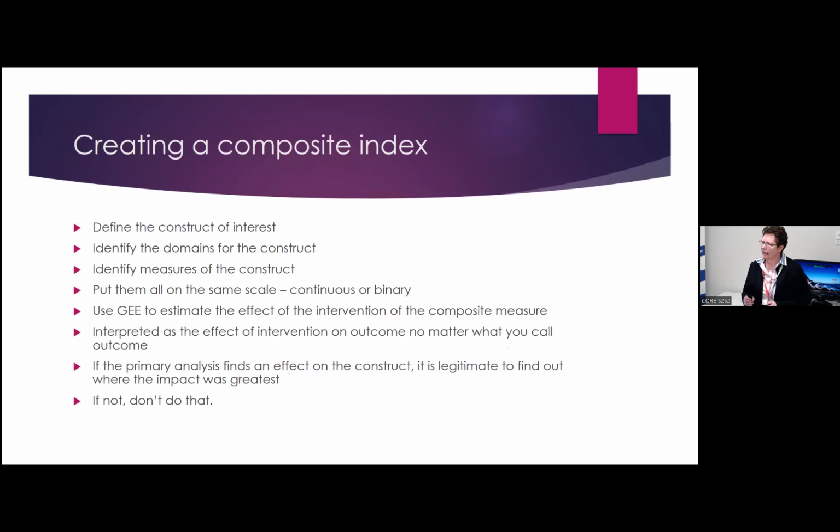So we decided to create a composite index, which was: you define the construct of interest, you identify the domains, identify the measures, put them all on the same scale, the binary. We use generalized estimating equations to estimate the effect of the intervention on the composite measure. You interpret it as the effect of the intervention on outcome, no matter what you call outcome. If the primary analysis yields an effect, you may unpack it for free. But if it doesn't, then that's the end of the story.